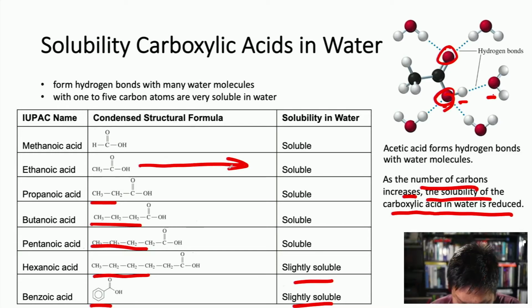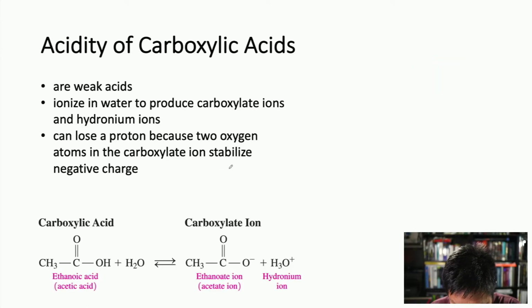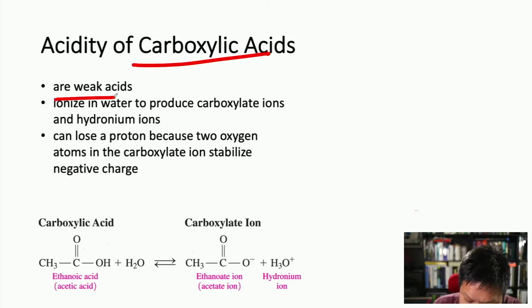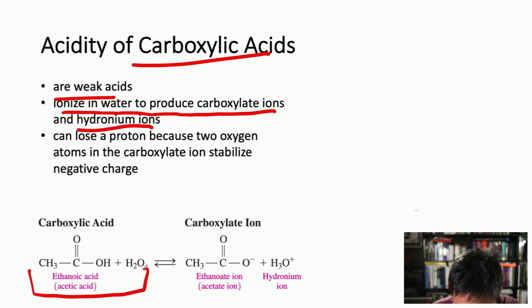So, we talked about this previously when we were talking about acids and bases and how acetic acid was actually a very weak acid. Why is it a weak acid? Well, it's a carboxylic acid, and carboxylic acids are weak. They ionize very weakly to produce carboxylate ions and hydronium ions in water, just like you see here. We have acetic acid, add it with water, and we get the acetate ion and the hydronium ion, right?